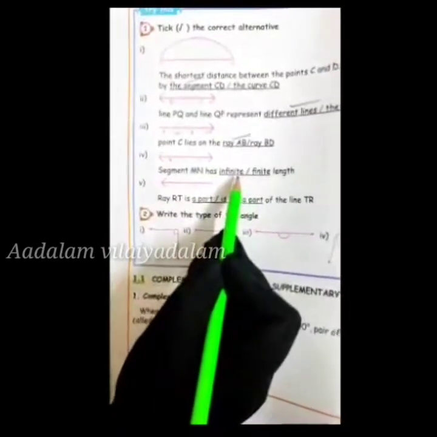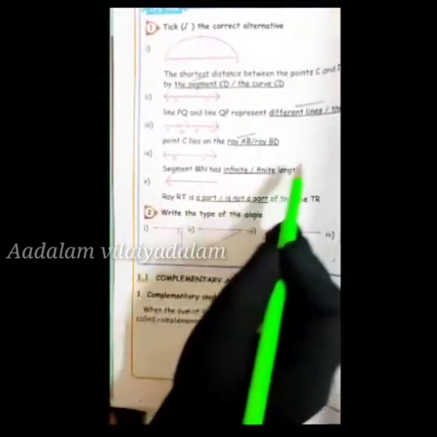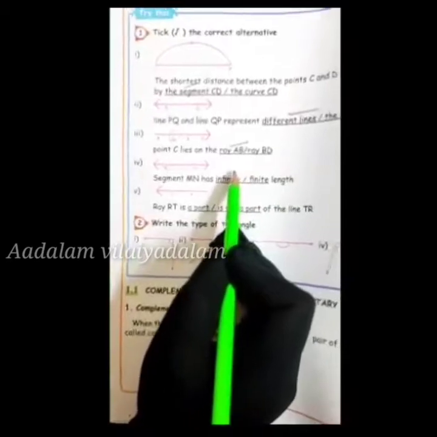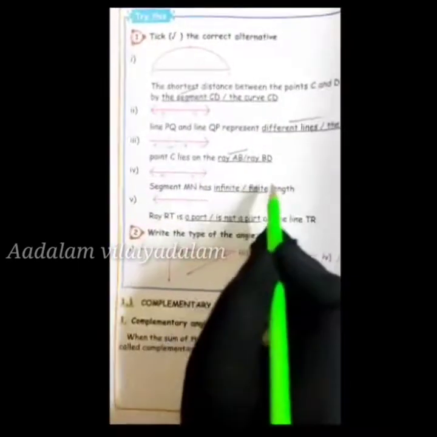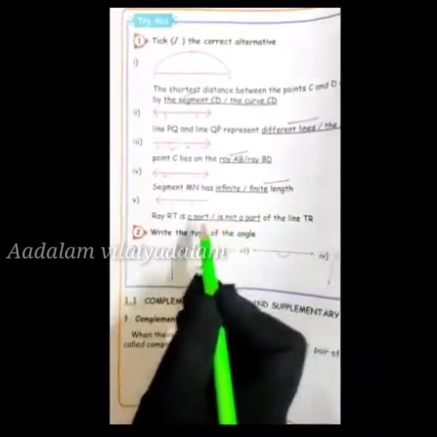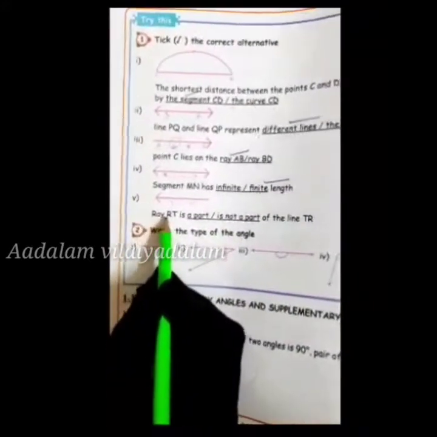And what does infinite mean? An infinite line extends in both directions. So this segment MN has what? Finite length.